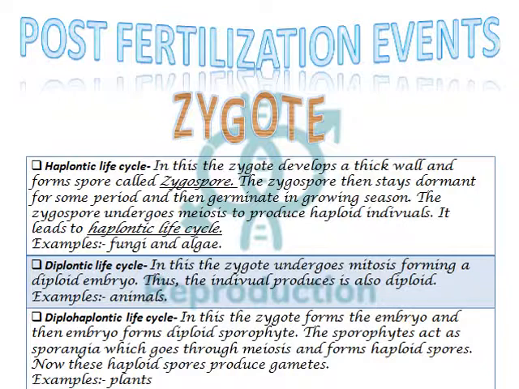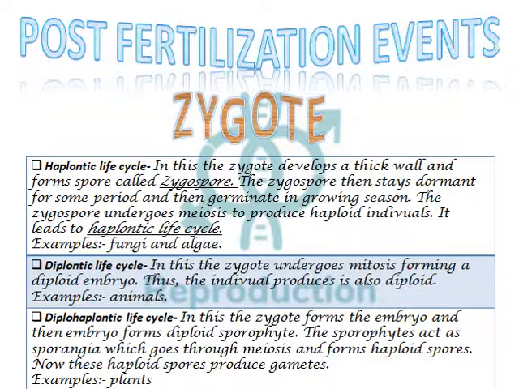According to that, we can divide the life cycles of organisms into three types: haplontic life cycle, diplontic life cycle, and diplohaplontic life cycle. Now, what happens in the haplontic life cycle? Once a zygote is formed, it will develop a thick wall and form a spore. We will call this spore a zygospore. What will the zygospore do? It will stay dormant for some time and then develop in favorable conditions. So this life cycle is known as the haplontic life cycle.